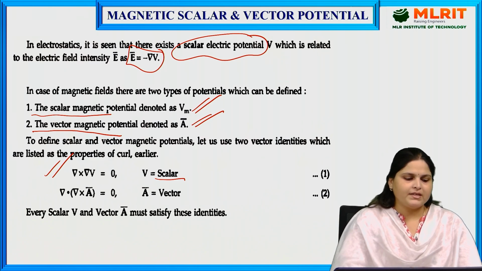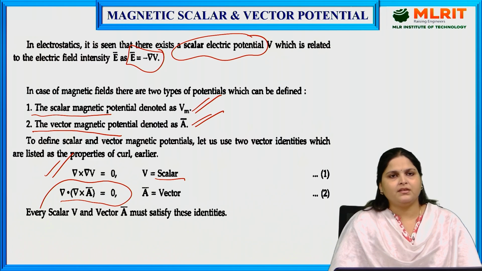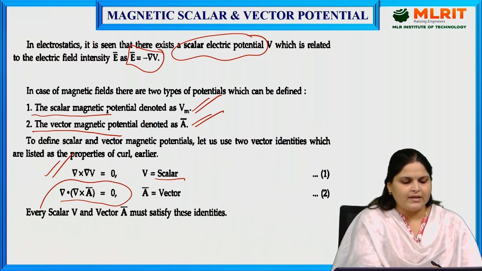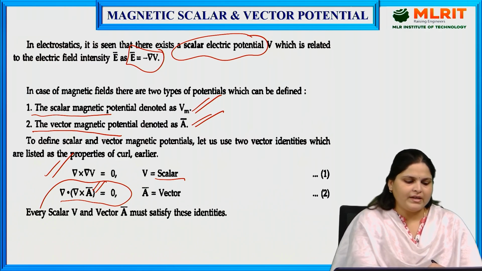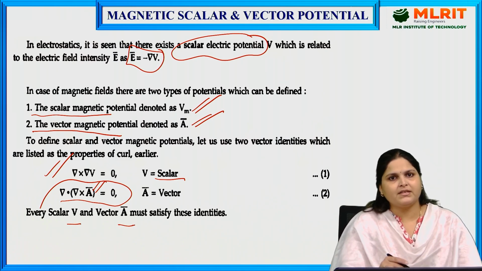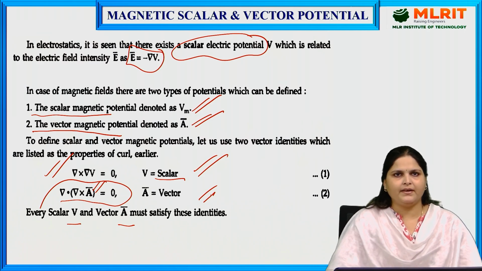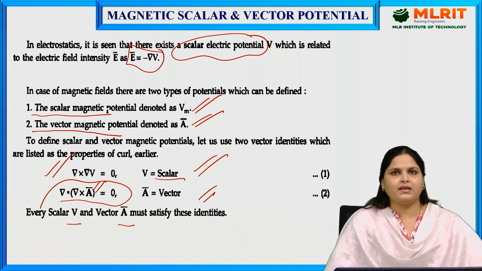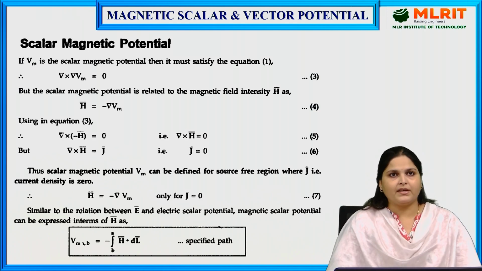Another identity is del dot del cross A is equal to 0, meaning divergence of curl of a vector is equal to 0, where A bar is a vector. So every scalar potential V and every vector potential A must satisfy these two identities. Let's discuss scalar and vector potential one by one. First, we'll discuss scalar magnetic potential.